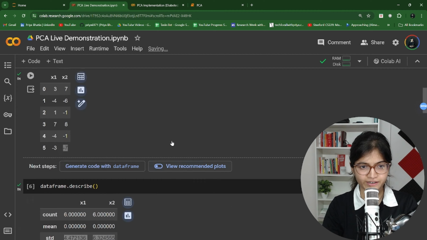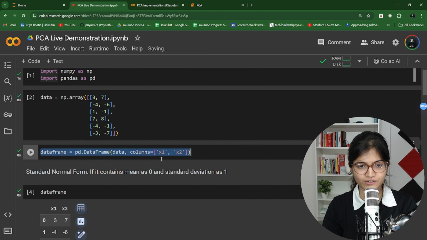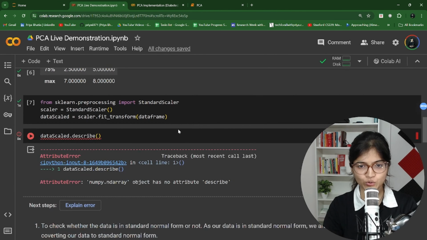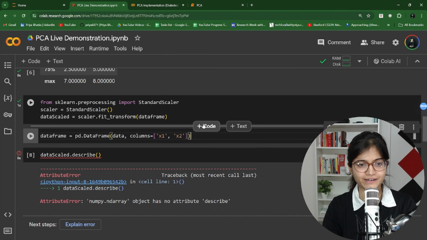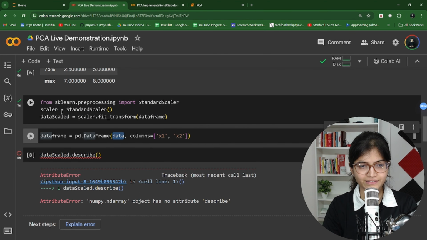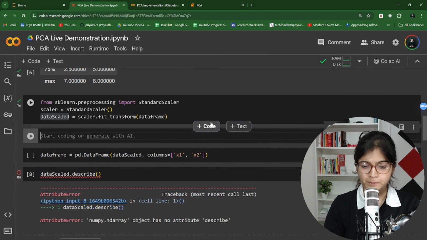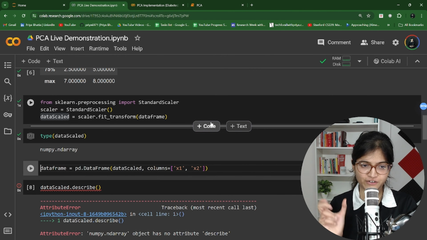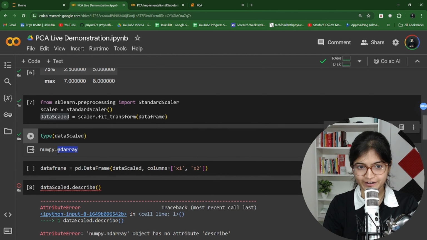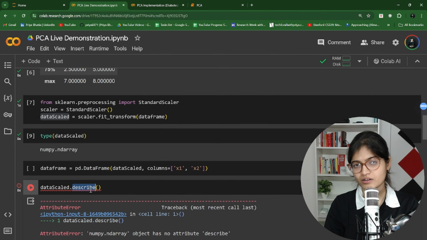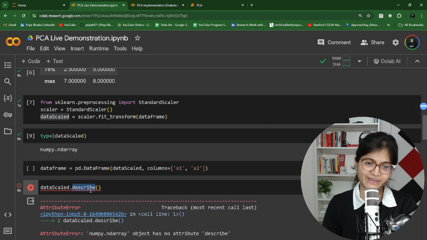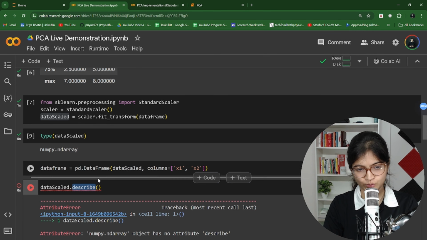Okay, it's an ND array. So maybe what we can do is, again, we can try to convert this into a data frame, right? That would be a great idea. So we can take this data scaled and maybe we can try to convert it. Before that, let's see the type of this data scaled so that we make sure it's not in a data frame. You can see it's an ND array, but the describe function only works on a data frame. So what we can do is convert it back to a data frame.